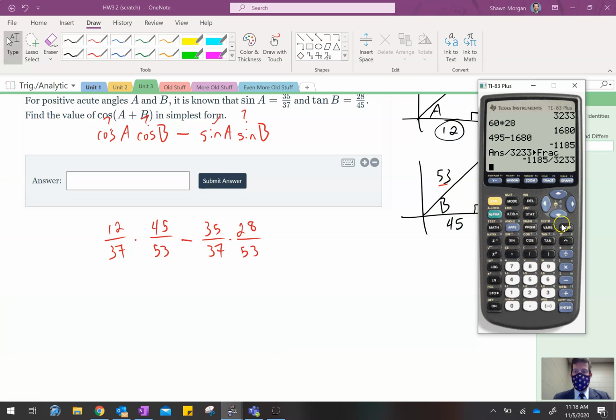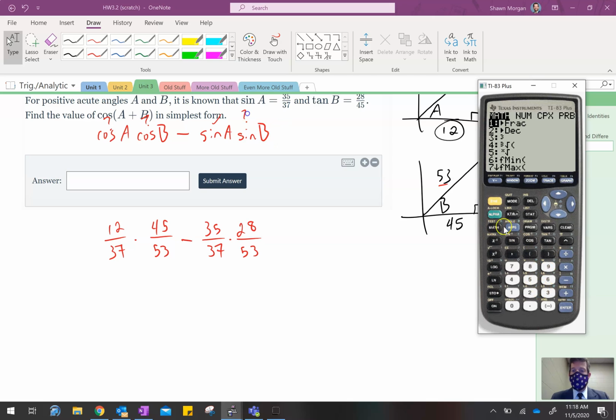And now I'm going to show you that shortcut on the calculator all in one step, if you will. So bear with me here. I'm going to do a little bit of typing now. So I'm going to do 12 divided by 37 times 45 divided by 53, and then minus 35 divided by 37 times 28 divided by 53.